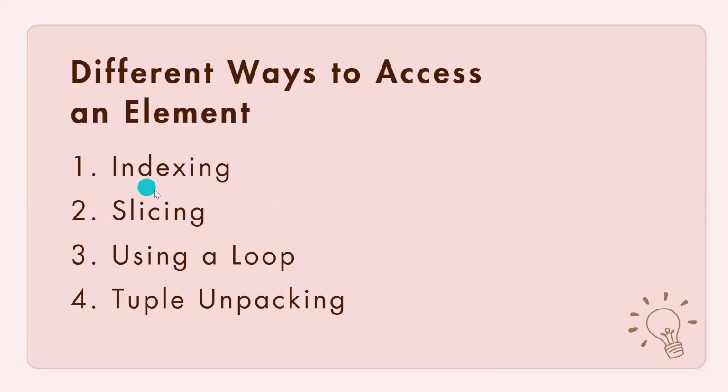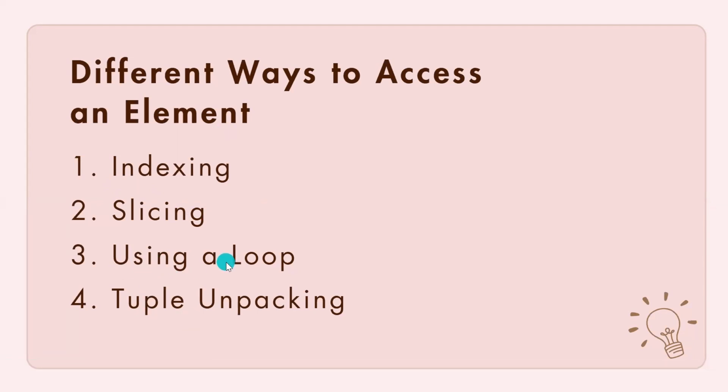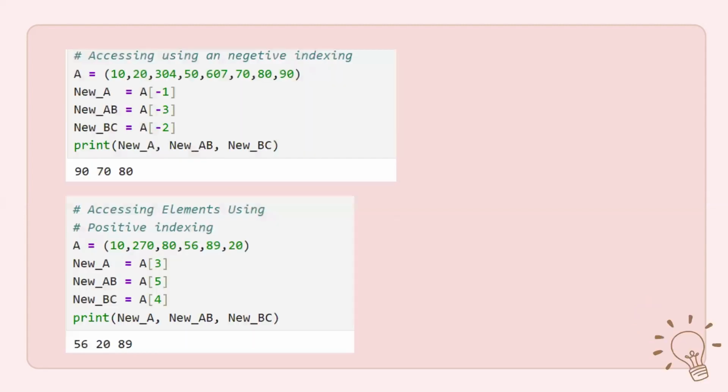So, what is indexing? Each element in a tuple has an index, starting from 0. And you can use the index inside square brackets to access an element. And what is slicing? You can retrieve a range of elements using slicing. It's nothing but start, stop, and step. The third one is using a loop. If you want to access all elements, you can use a for loop. And the last one is tuple unpacking. You can assign tuple elements to multiple variables.